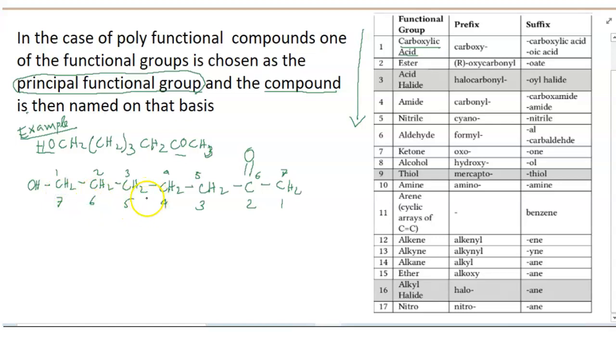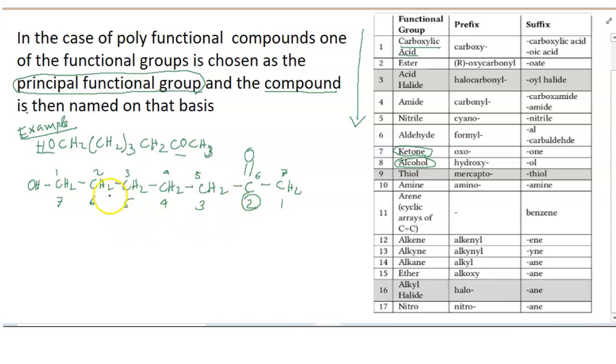So in my total structure, my functional groups: ketone is the first priority. After that, the alcohol group, the OH group, is second priority. So I give the first priority to ketone, and 2 is the lowest number, so I will take it this way.